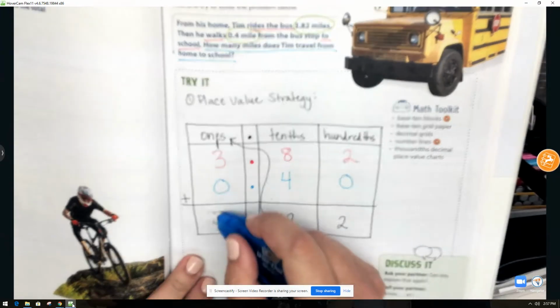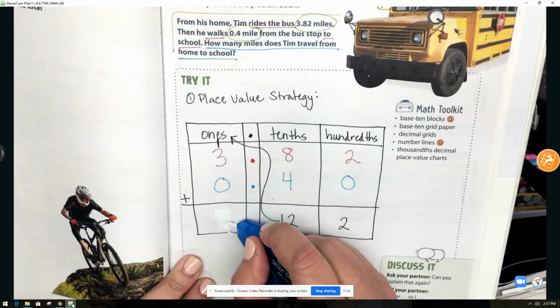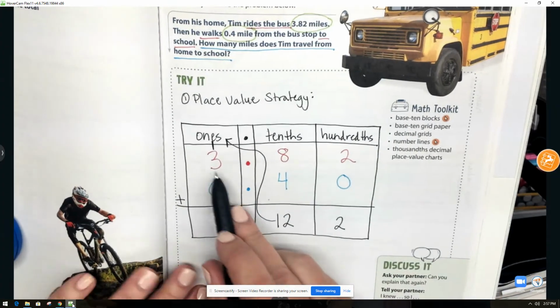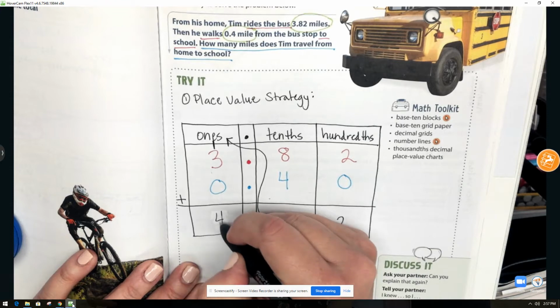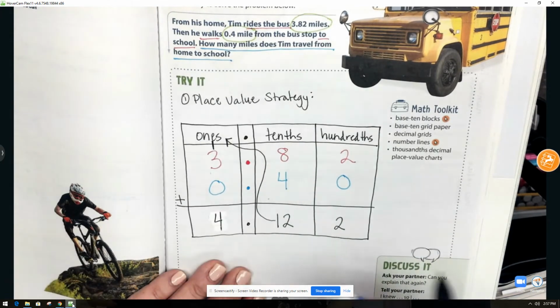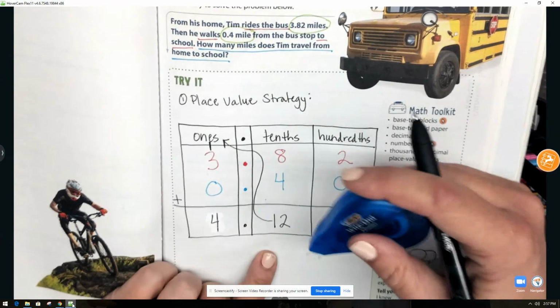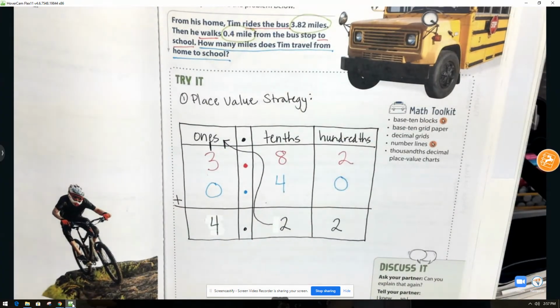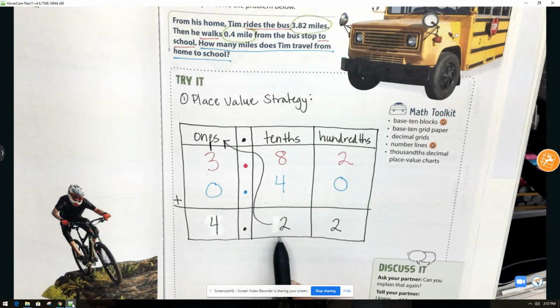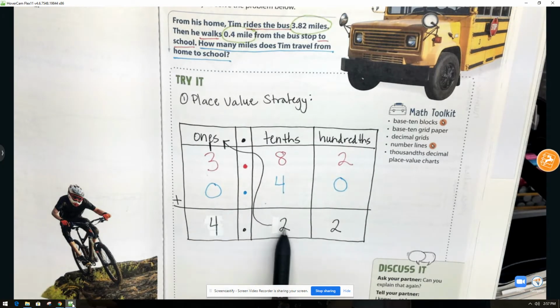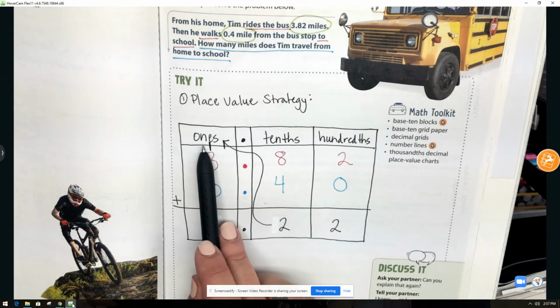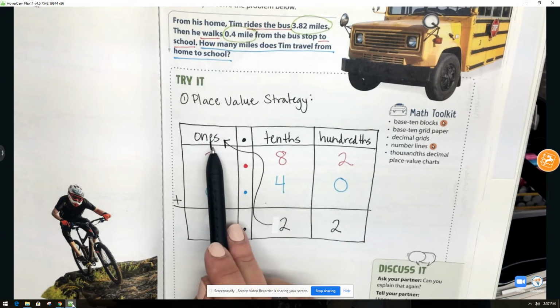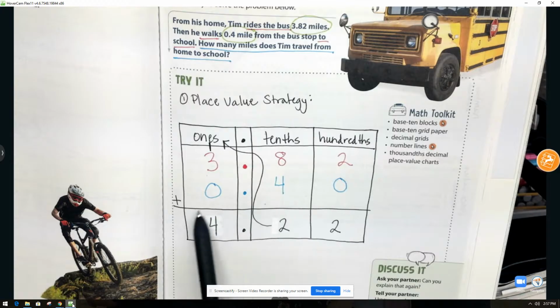Now we're going to have this number here. Instead of being 3 ones, it's going to be 3 plus 1, so it's going to be a 4. And then this 12 tenths, we're taking away this extra 1 here. Because we're taking away 12 minus 10 is 2. So now we've taken those 10 away and regrouped them and made another 1. And so now our total is 4 and 22 hundredths.